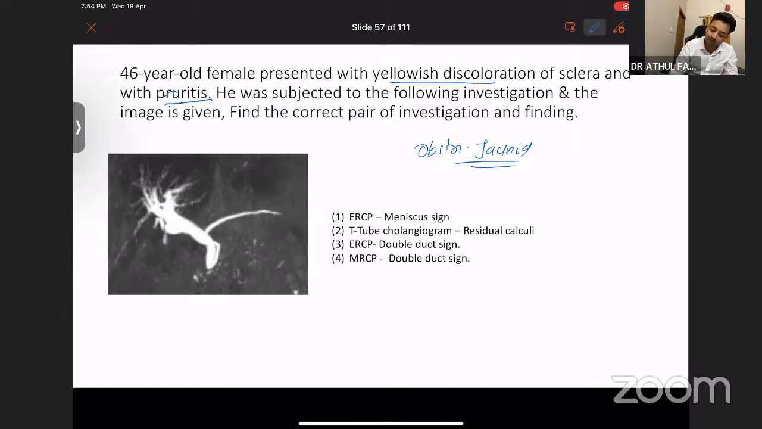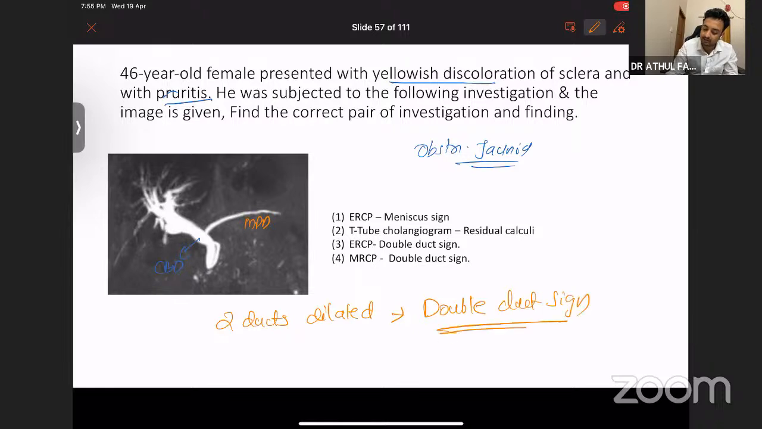So you should understand that what you are seeing, this one is the CBD. This is the MPD. So you are seeing two ducts dilated. This is known as the double duct sign. Either it is ERCP or MRCP, you should know this, or you are wrong. So you see this fluid-filled structure is seen bright. So what is this? This is MRCP. This is magnetic resonance cholangiopancreatography.